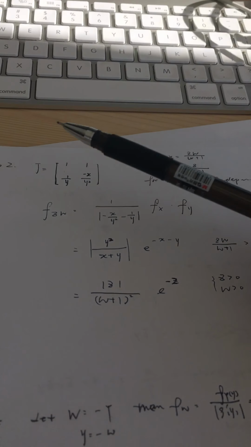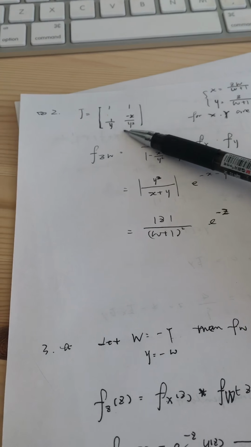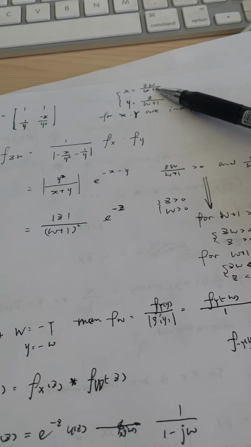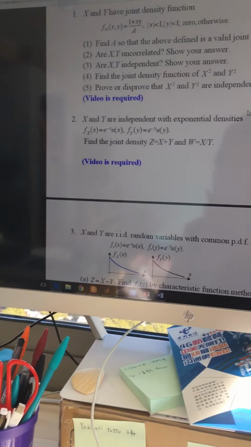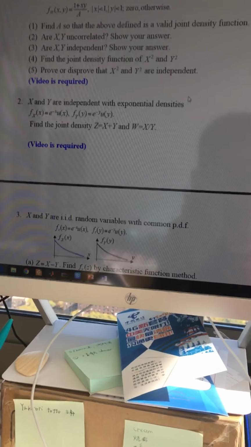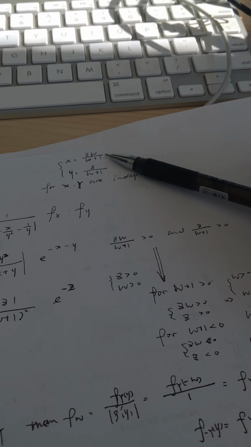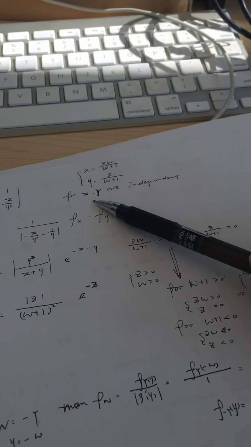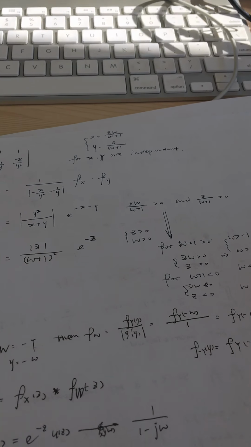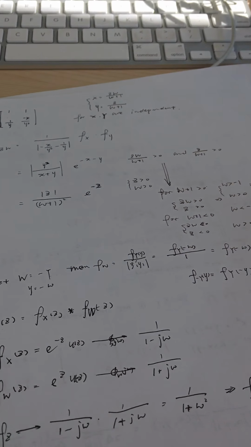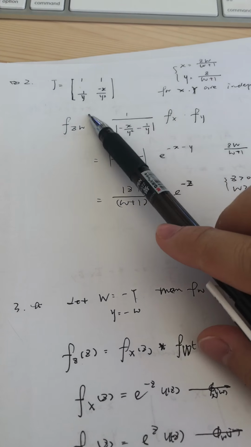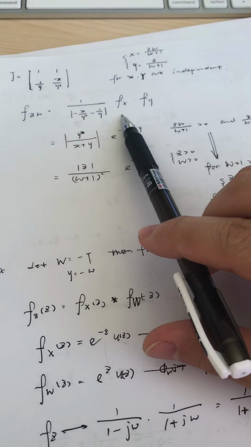So first things first, we need to write down the Jacobian matrix, and write down the solution to this, using z and w to express x and y. Here we got our solution. That x and y are independent is one of the very important criteria we need to use later on. So follow the steps.